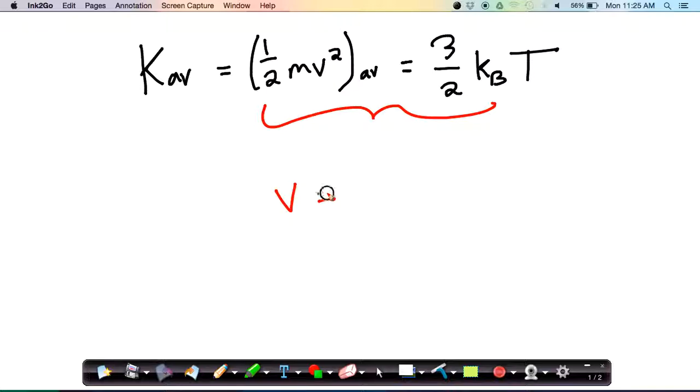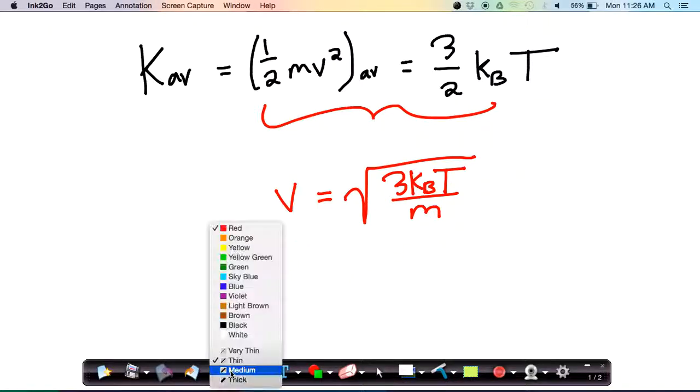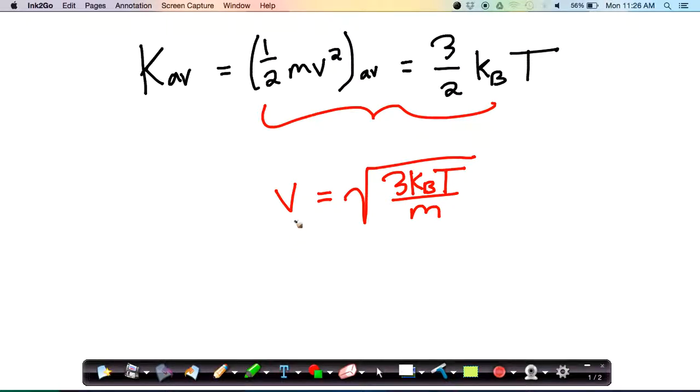If we solve for v using the second and the third terms, we find that v is equal to the square root of 3 times the Boltzmann constant times the Kelvin temperature divided by the mass of the gas. This is an important result in kinetic theory, important as we talk about heat and temperature and molecular speed distributions in physics. We need to understand, though, what the significance of this calculated velocity is.